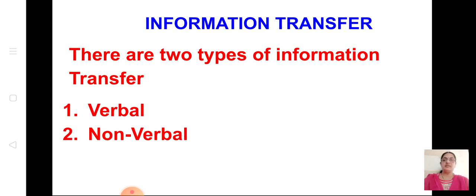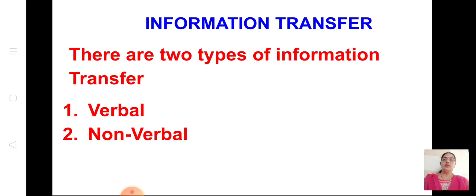Information transfer means transferring written matter into a diagram, or a diagram into a passage. That is called information transfer. There are two types of information transfer. What are they? One is verbal, another one is non-verbal. We have to convert verbal to non-verbal or non-verbal to verbal. That will be the question.